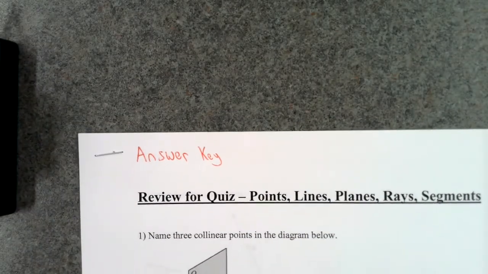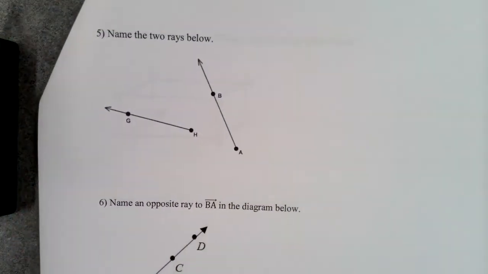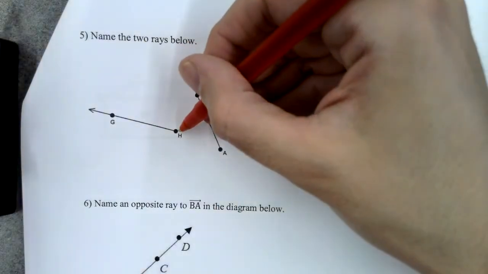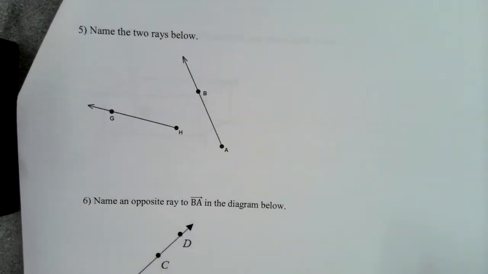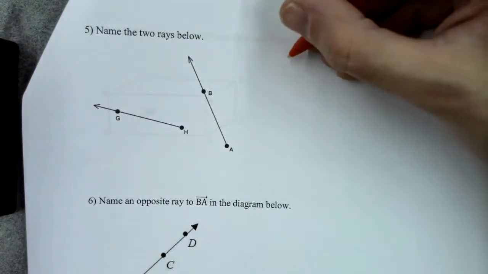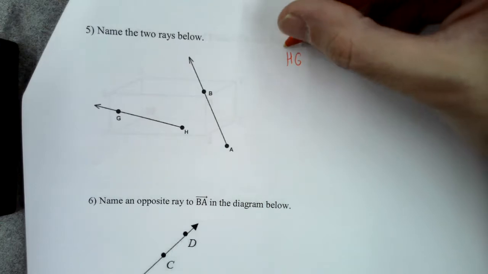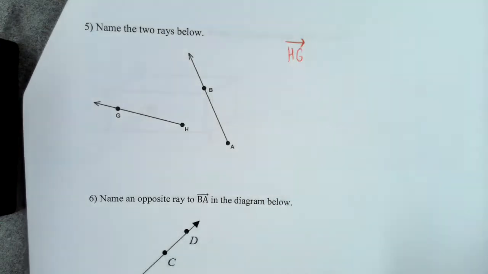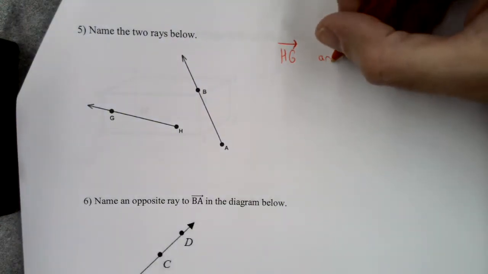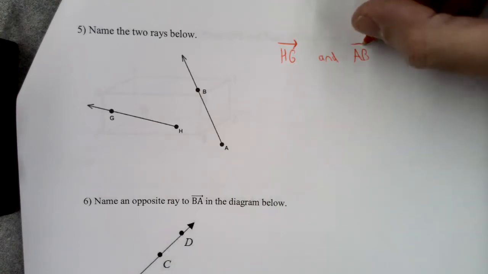Moving on to the second page. Name the 2 rays below. You just have to make sure you start with the endpoint, and your arrow always has to point to the right. So I'll start with this one, HG. And that's the symbol for a ray. The arrow always points to the right. And AB. The arrow always has to point to the right.